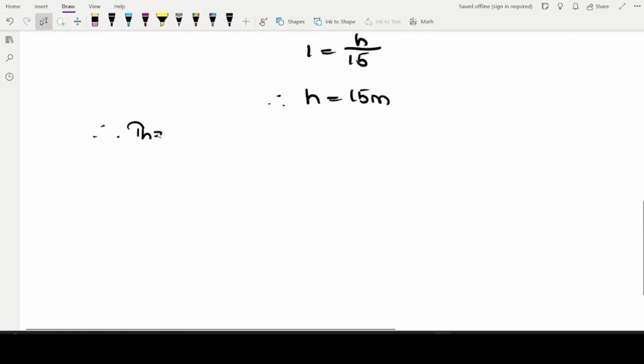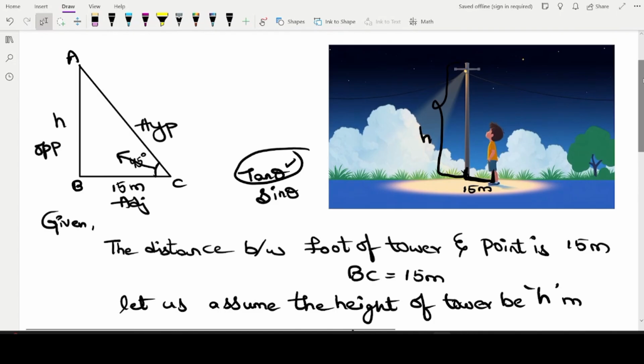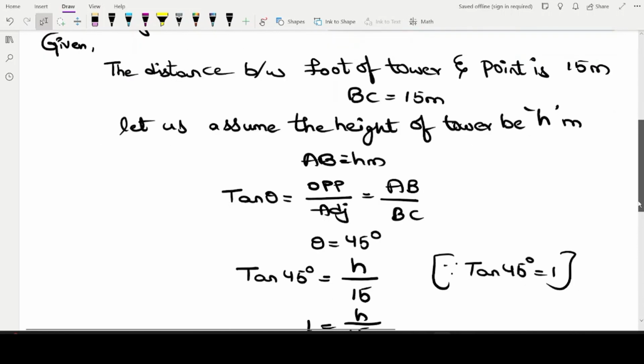Therefore, the height of the tower is 15 meters. So this is the first problem, where a tower stands vertically on the ground, and from a point 15 meters away a person looks at the top of the tower at an angle of 45 degrees, and we are asked to find the height of the tower. This is the procedure, and if you have any doubts related to the first problem, you can put them in the comment section.